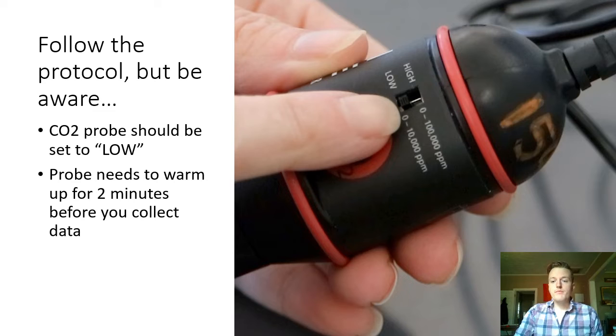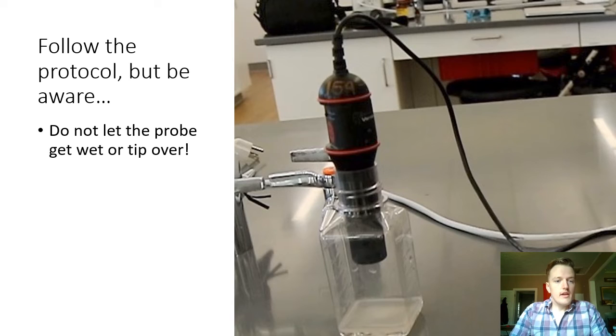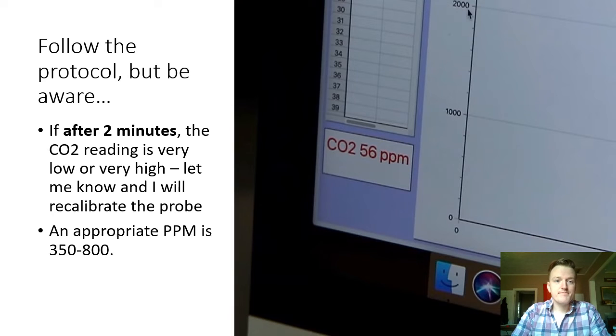So if we were going to do this in person, you would be using these CO2 probes, and because these are going to be working on very small scale changes in CO2, it would need to be set to low, and you need to make sure that it has time to warm up. These probes need to stay dry, so if you ever end up using a CO2 probe in the future, it'll need to be dry, so don't let it get wet.